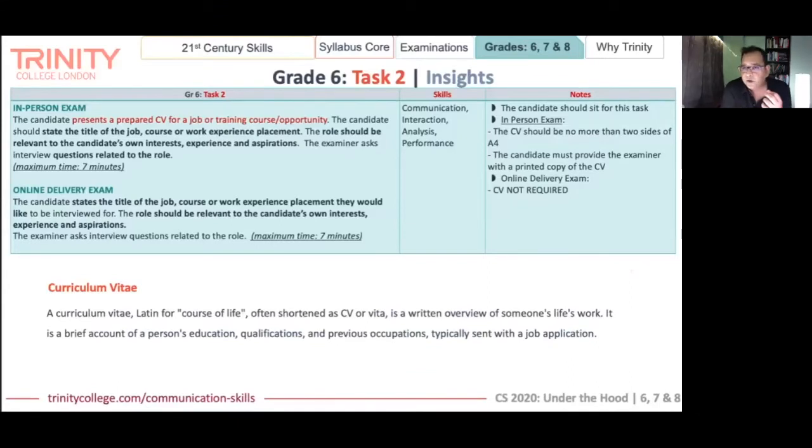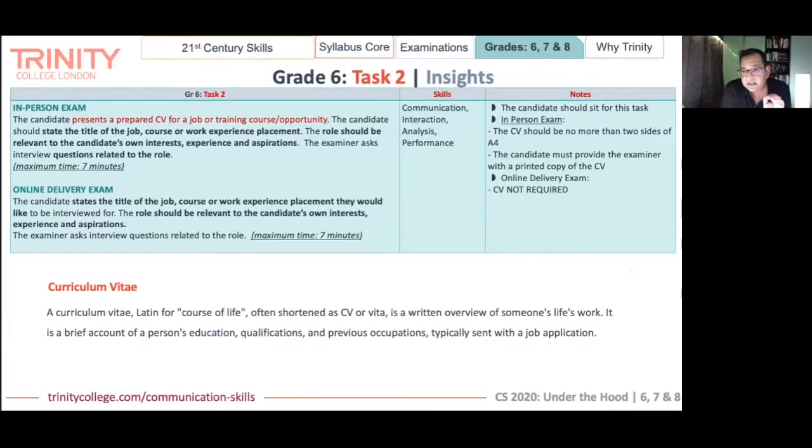So here you're seeing 2 different versions of the same task. In the in-person exam, the candidate presents a prepared CV for a job or a training course or an opportunity. The candidate should then state the title of the job. Now, the examiner asks the interviewee questions based on the role that they choose. There's a very important part that says the role should be relevant to the candidate's own interests, experiences, and aspirations. That's in an in-person exam.